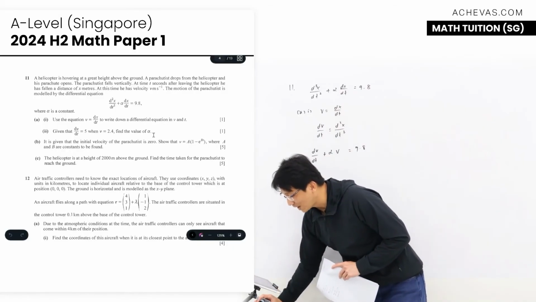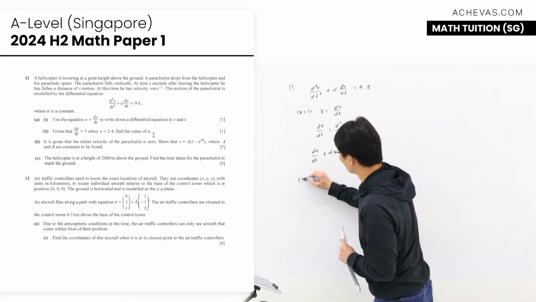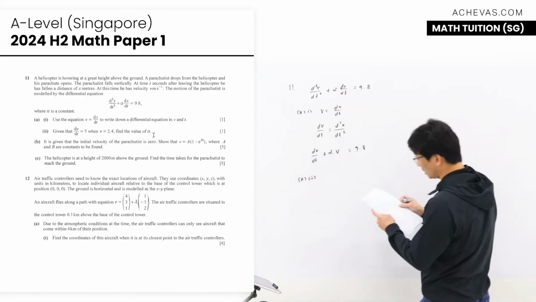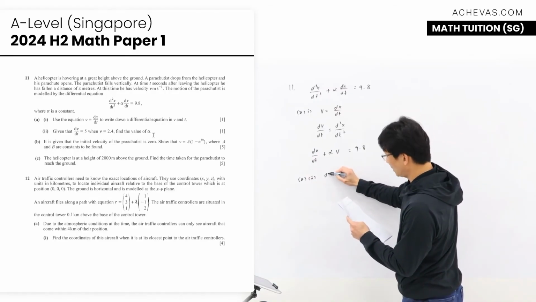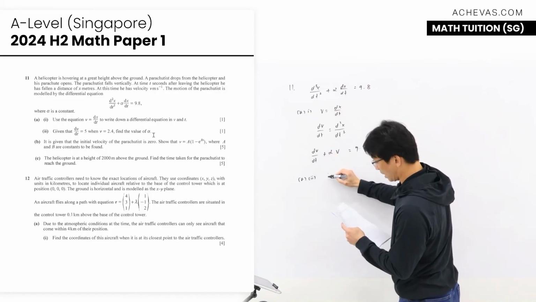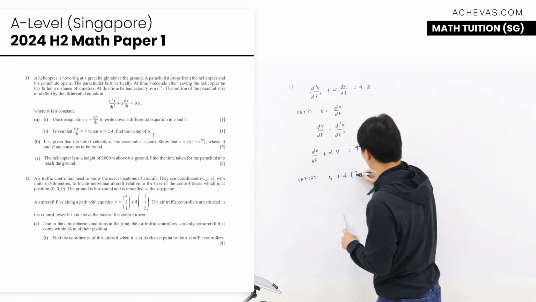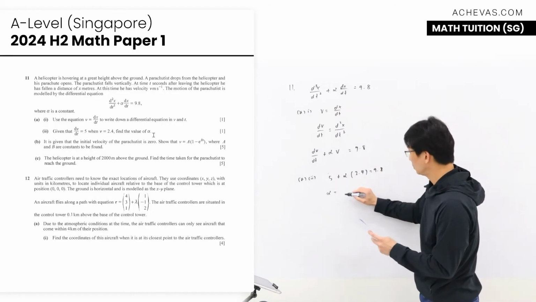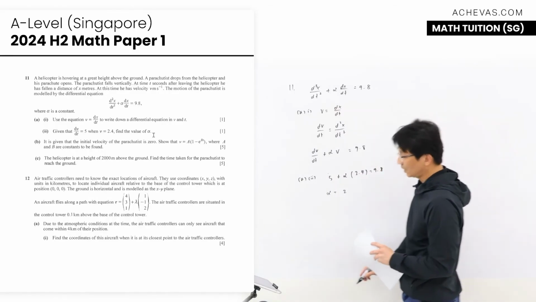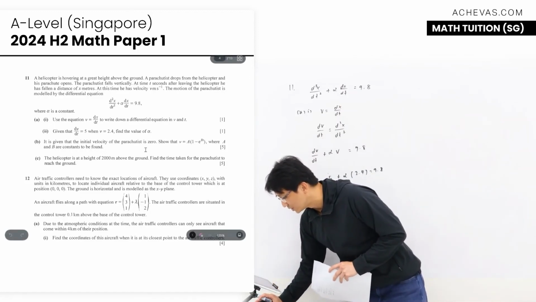Right, for part 2, given that dv/dt equal to 5 and v equal to 2.4, find the value of alpha. I think not a big issue. I just do a substitution into this expression here. I will get dv/dt, which is equal to 5 when v equal to 2.4. So from here, I can solve alpha will be equal to 2. Okay. For part B, it is given that the initial velocity of the parachutist is 0.